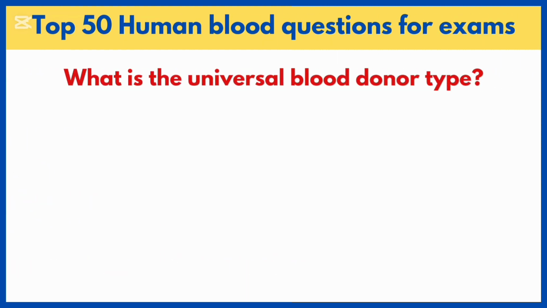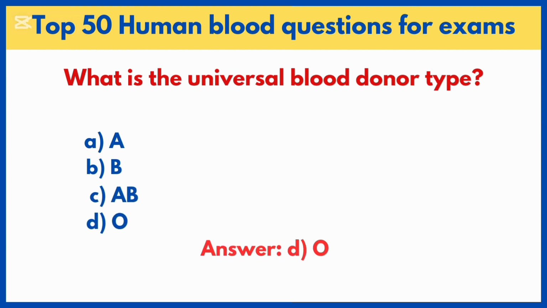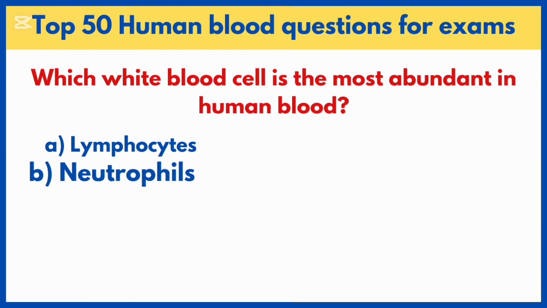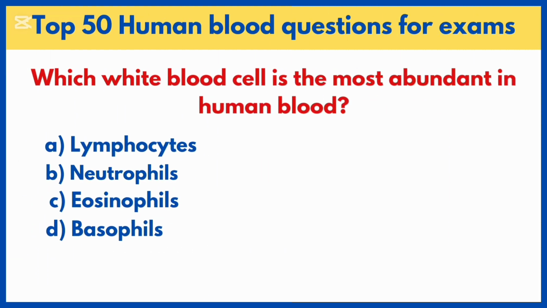What is the universal blood donor type? Correct answer is option D, blood group O. Which white blood cell is the most abundant in human blood? Correct answer is option B, neutrophils.